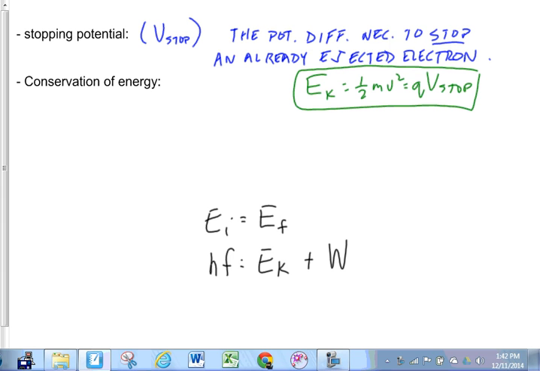So 10 joules would be equal to the 4 joules that you end up with plus what you used up in the process. Or the initial energy, the photon, would be equal to the final energy, the electron, plus whatever you used up in the process.